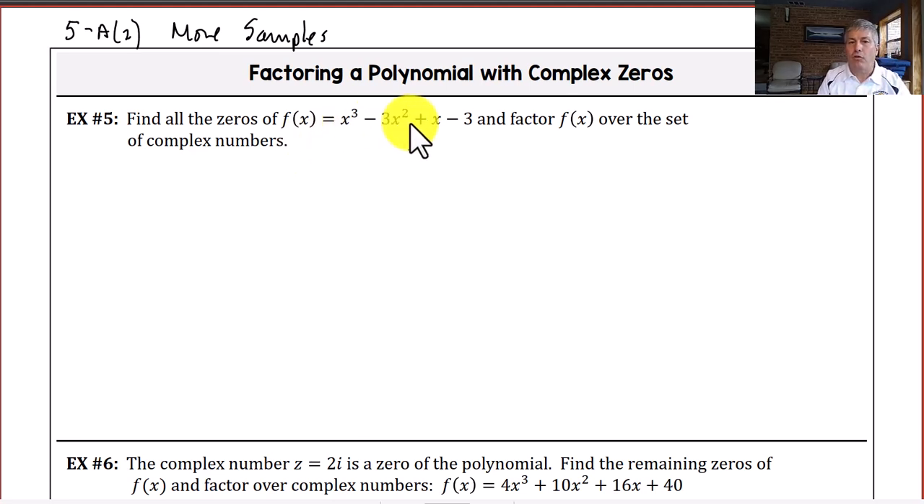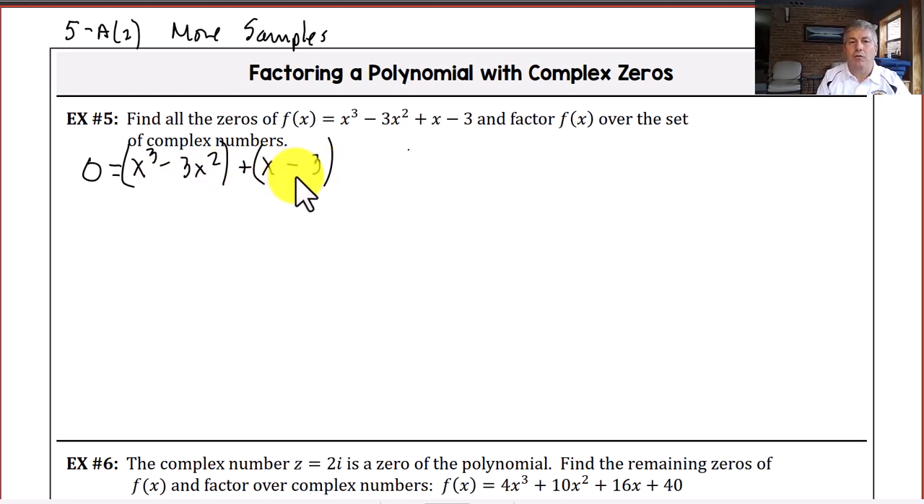We have 4 terms, so we will have to factor this by grouping. And we'll just set this equal to 0 because for the zeros, we want our y value to be 0, and we'll solve and find those factors. So 0 equals x cubed minus 3x squared plus x minus 3.